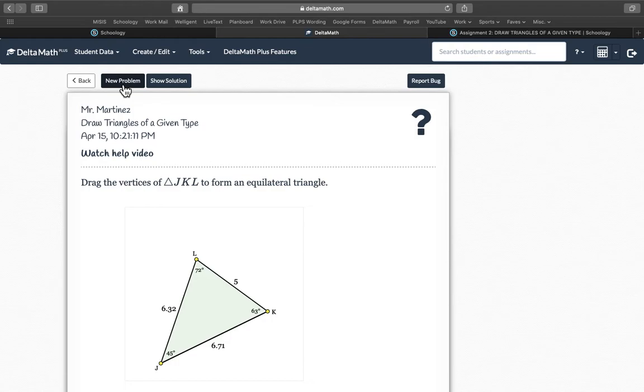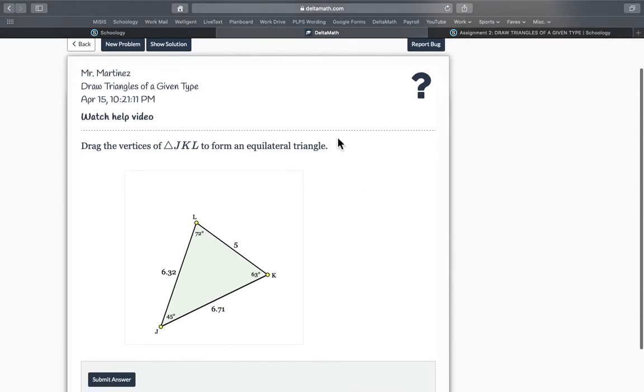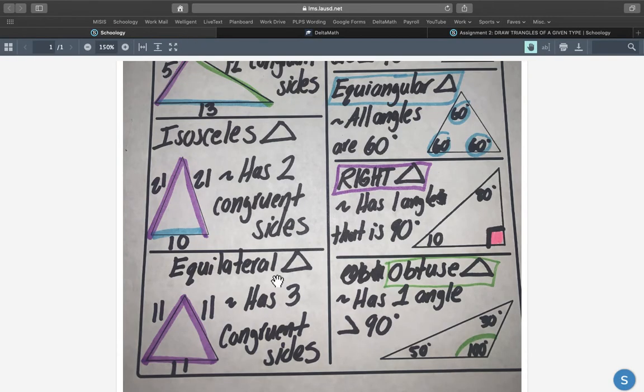Let's try another one. Equilateral triangle. Drag the vertices against the corners, right? The yellow dots of triangle JKL, to form an equilateral triangle. Well, what does equilateral mean? Equilateral means three congruent sides. All three sides are the exact same length.